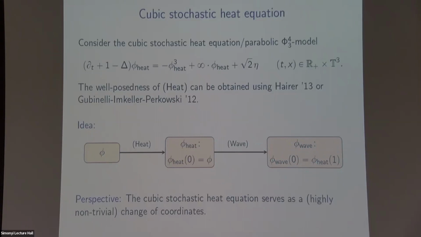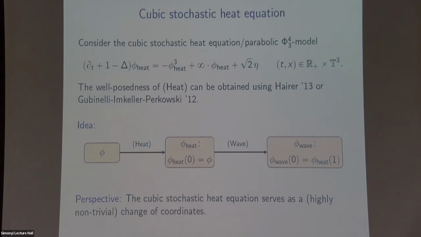So why is this legal? Typically in a PDE setting, I'm not allowed to just change my initial data. It's given to me, and I'm not allowed to change it if I don't like it. The reason this is allowed is that I already know the Gibbs measure is invariant under the heat equation. So the law of this phi heat of 1 will be exactly the same as the law of the sample that I started with.